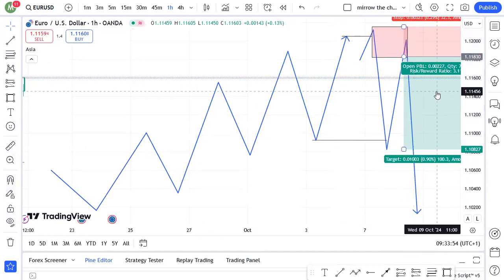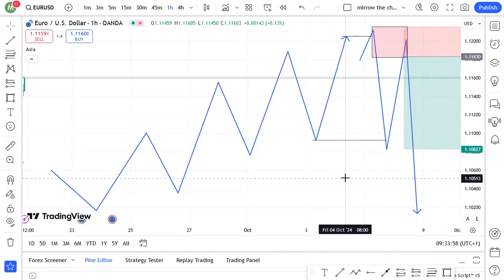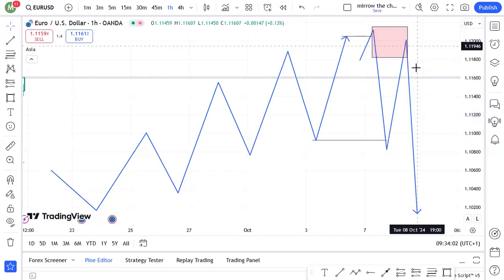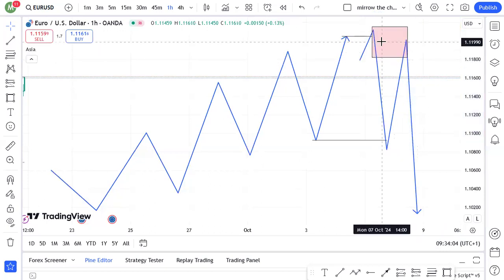You see, we would have gotten like 1 to 3 risk to reward. You see, this is just it. There's no big thing about this. You wait for price to trade into your POI.